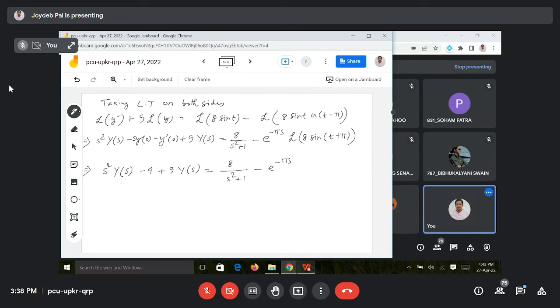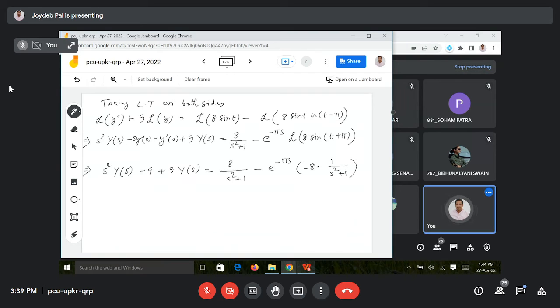Minus. It is minus sin t, right? So minus 8 into 1 by s² plus 1. Minus sin t का Laplace transform. Minus 8 sin t. Do you get it? सर माइनस वाला समझ, -8 कैसे लैप्लास में?